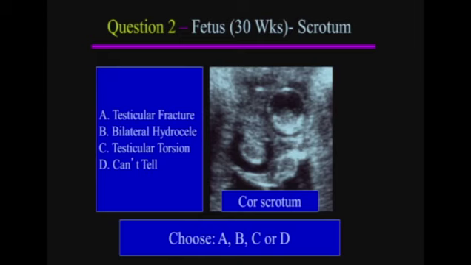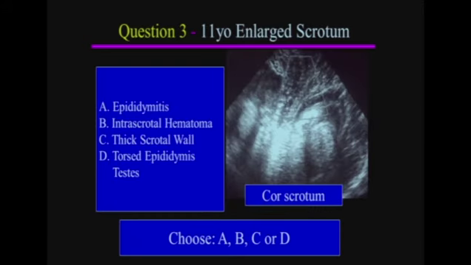Second patient, this is a fetus at 30 weeks, and these are images of the scrotum. Choices for what is seen are A, testicular fracture, B, bilateral hydrocele, C, testicular torsion, or D, one can't tell. And here's a third case, an 11-year-old with an enlarged scrotum. The question is, are you looking at epididymitis, an intrascrotal hematoma, a thick scrotal wall, or a torsed epididymis testes on this coronal view of the scrotum?